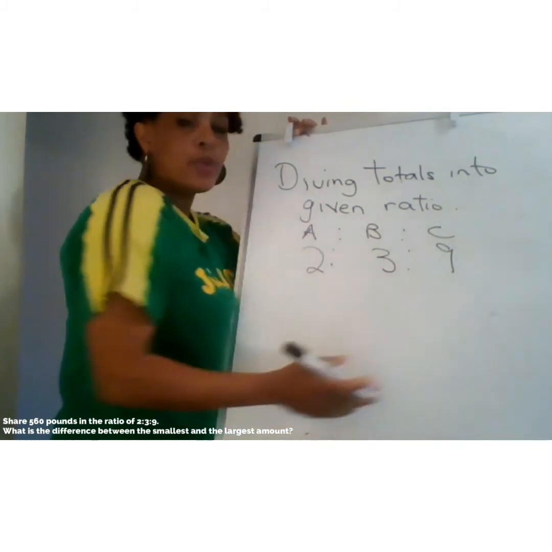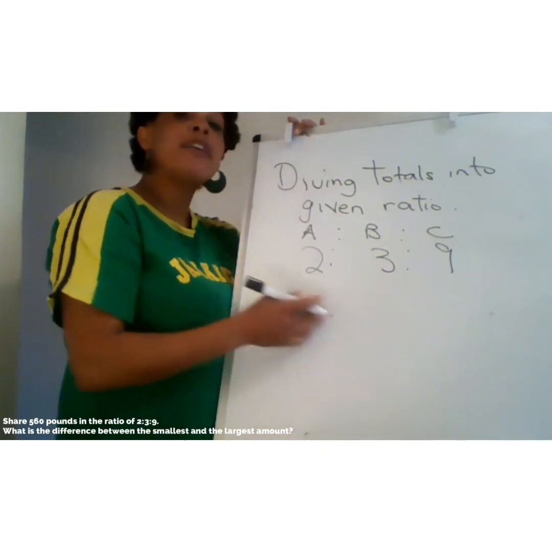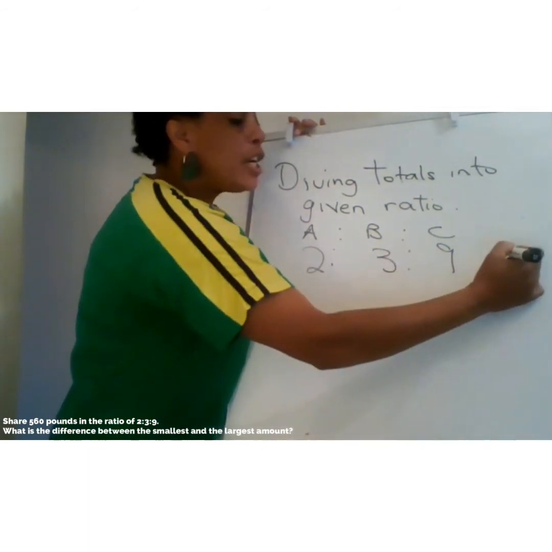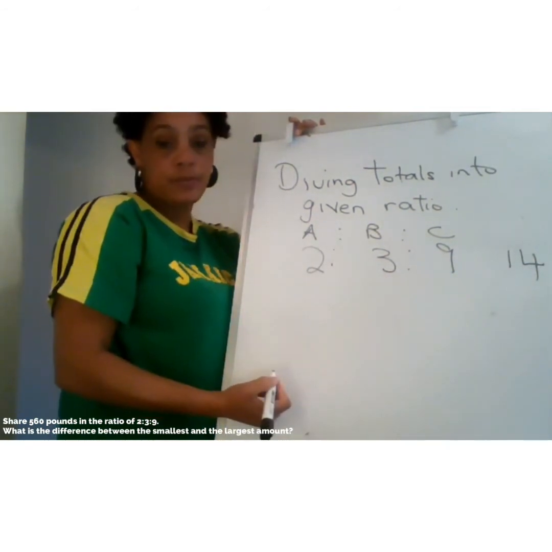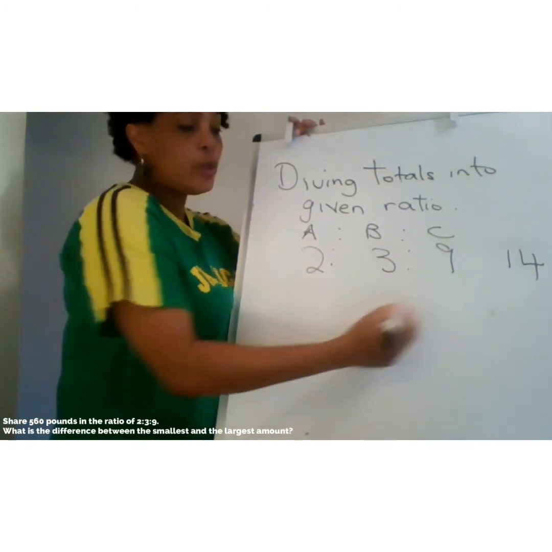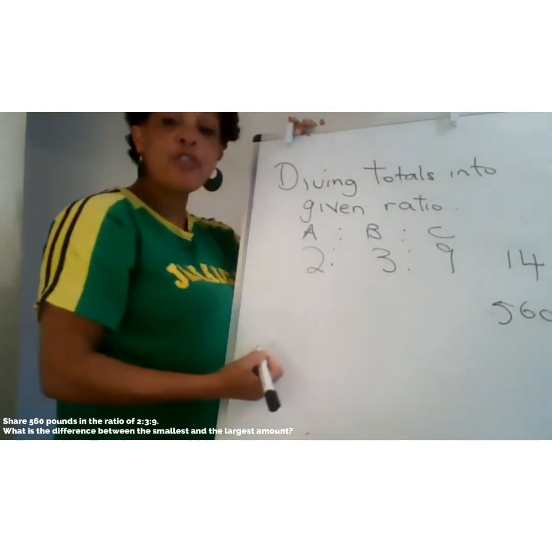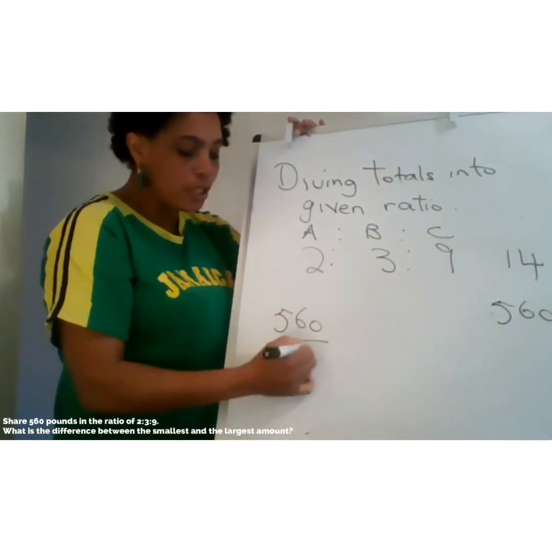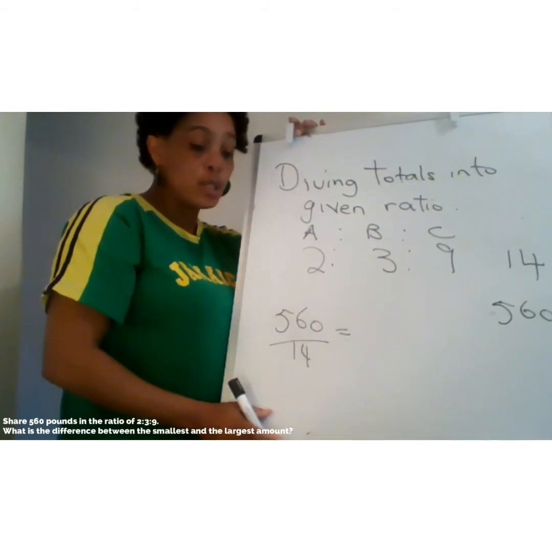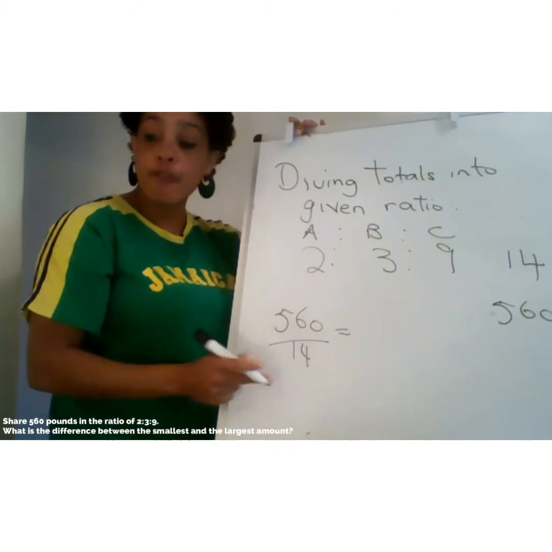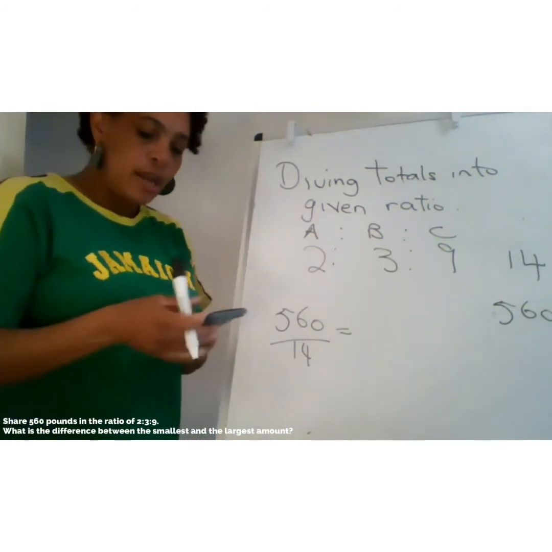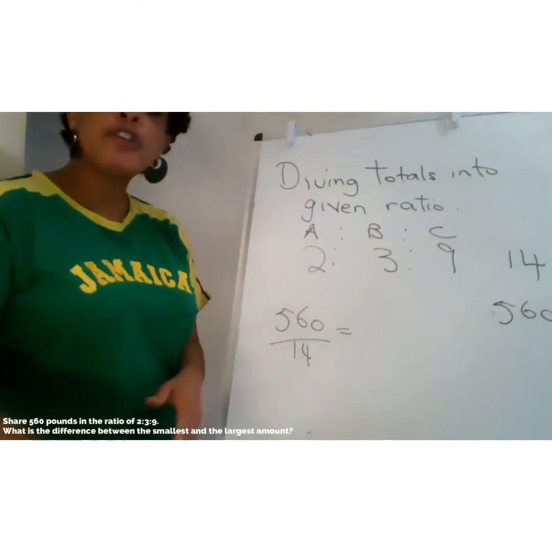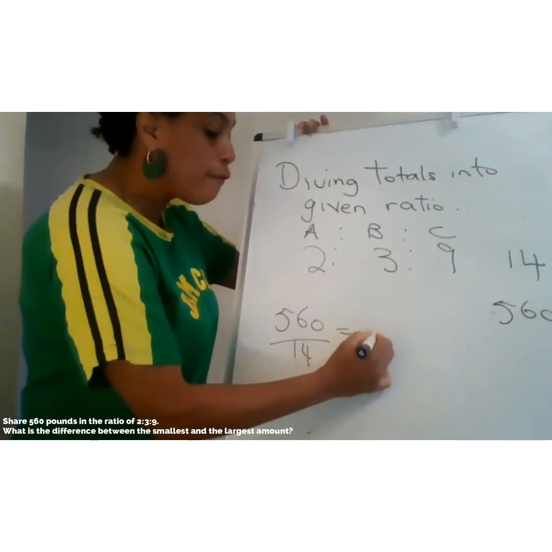Okay, all that means is that I'm sharing that 560 pounds into 2, 3, 9, that's 14 parts. So I'm sharing 560 into 14 parts. So my first thing I'm going to do is to divide 560 by 14. I'm just going to grab my calculator, 560 divided by 14, and that's going to give us 40. So we get that as 40.